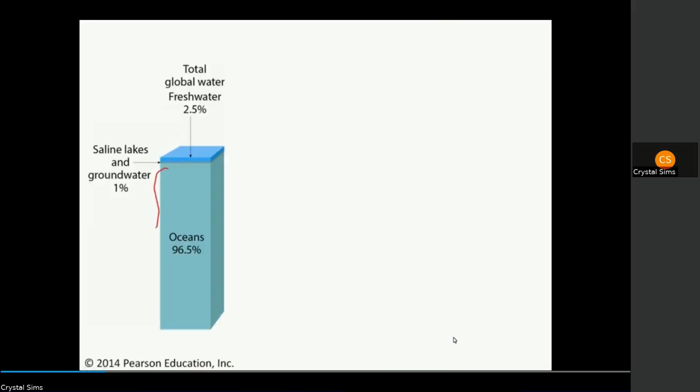Most of the water in the world is found in the oceans, about 96.5% of all the water. A small additional component is found in saline lakes and saline groundwater. And of all the water in the world, only about 2.5% is fresh water. Now we want to zoom in on that 2.5% and examine it closer up.